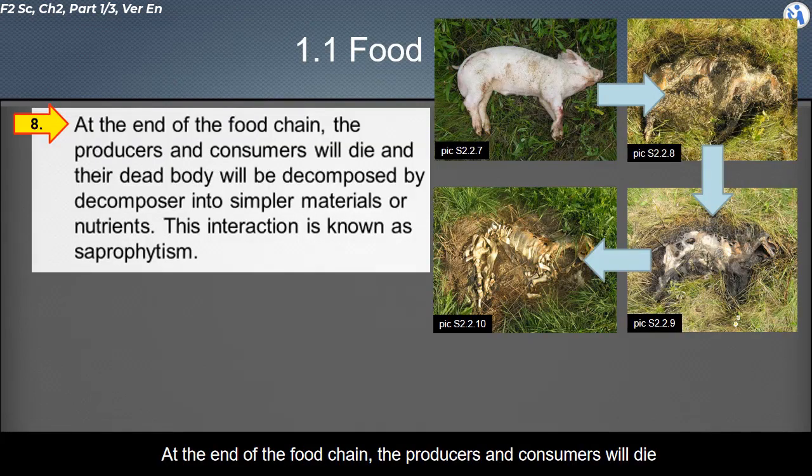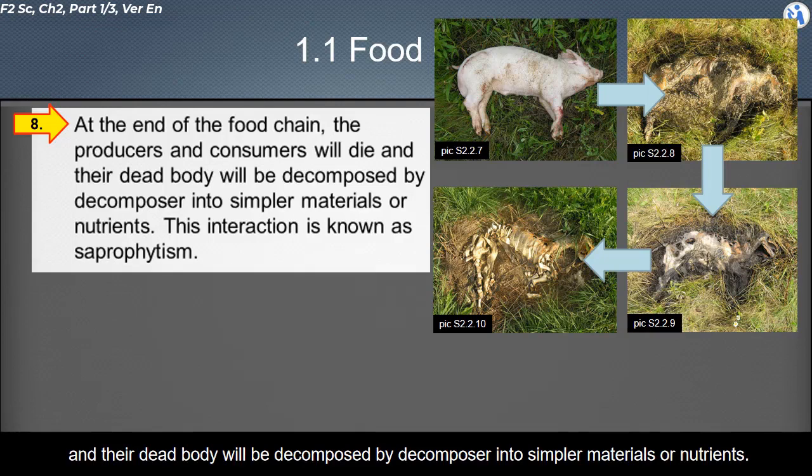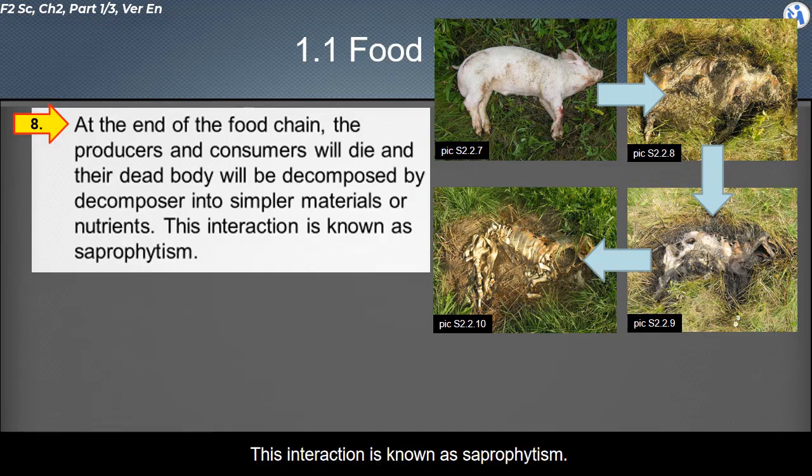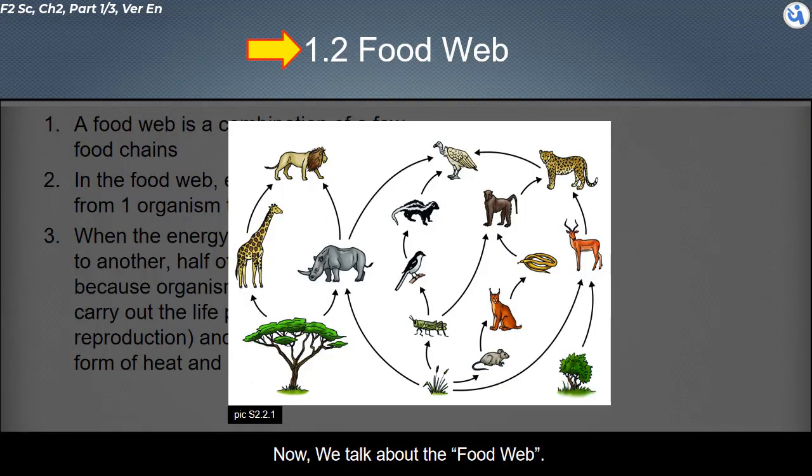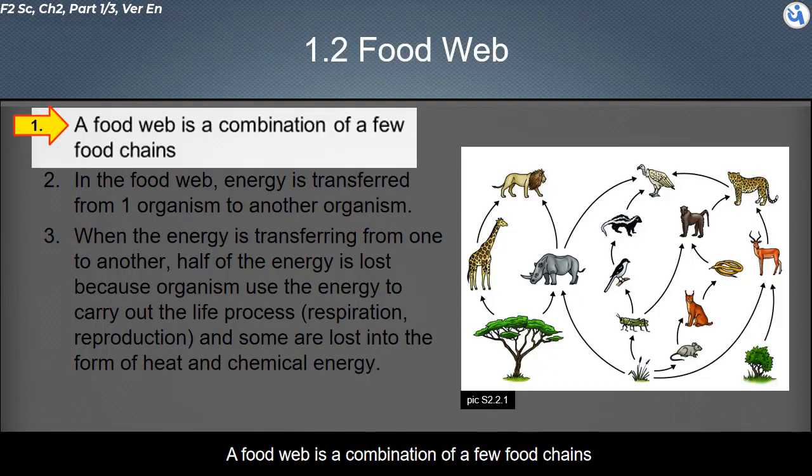At the end of the food chain, the producers and consumers will die, and their dead bodies will be decomposed by decomposers into simpler materials or nutrients. This interaction is known as saprophytism. Now, we talk about the food web. A food web is a combination of a few food chains.